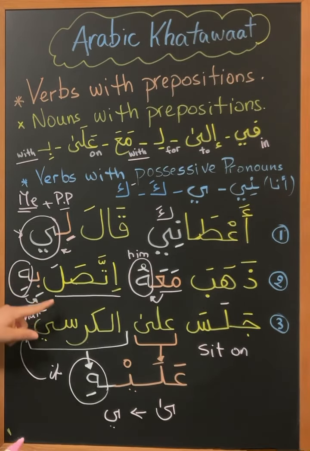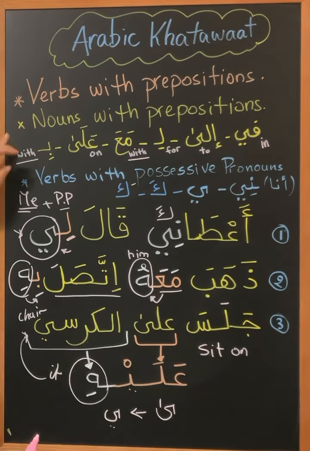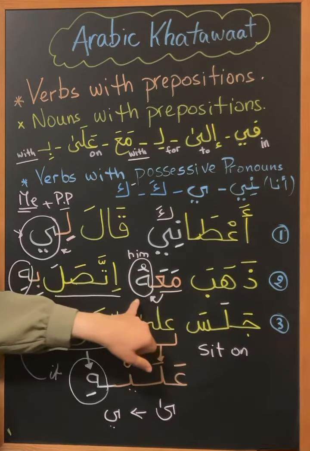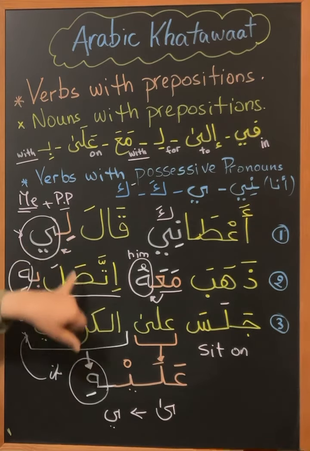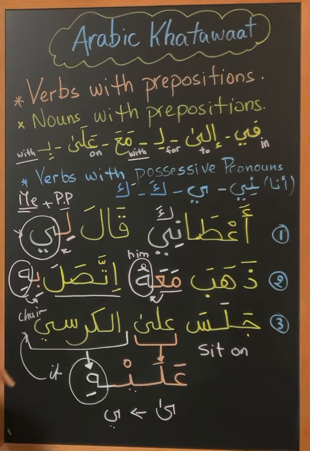So in this lesson, what you're learning is how to use verbs with prepositions of place, but you're also learning how to use nouns with prepositions of place. And then you could also learn how to use verbs with possessive pronouns when you're saying ذهب معه, he went with him, and then he sat on the chair, then he talked to someone over here, اتصل به, and then we have قال له. So this would be our lesson for today. We'll be looking at more examples in the coming sections.